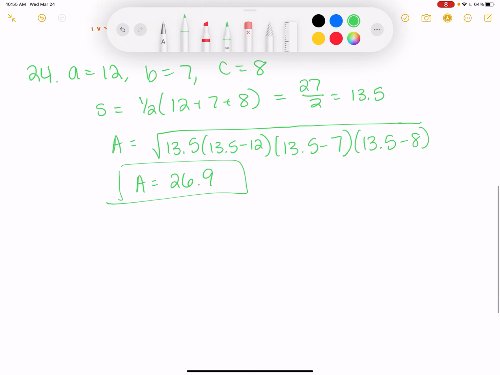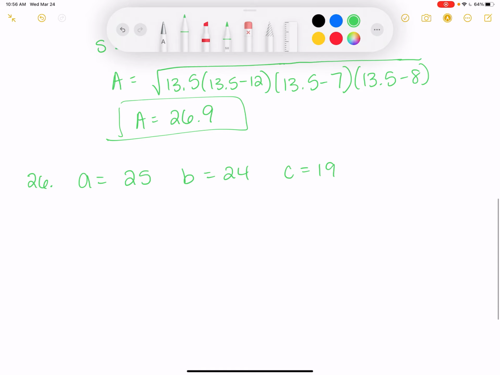This would actually make sense. All right, 26. But you have to know what to put in your calculator. A is 25, B is 24, and C is 19. I'm trying to say that we're killing it.